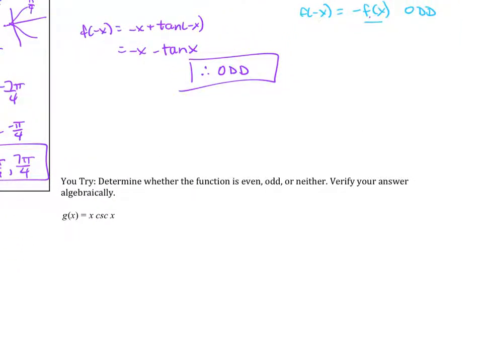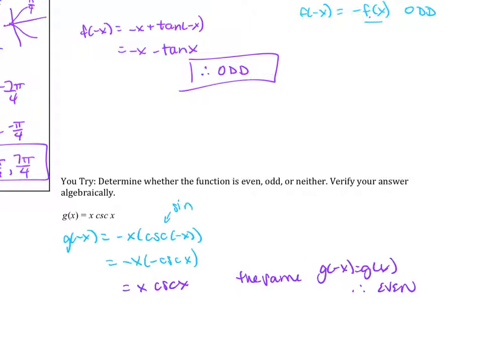So try out this example down here. Determine whether it's even, odd, or neither. Verify it algebraically, please. So if you try this out, you plugged in a negative x, so you have to remember that cosecant is 1 over sine, and remember sine is odd. So therefore, if there's a negative inside, then the negative gets factored out. It's negative cosecant of x. Then that multiplies with the negative that's already there. So therefore, you get x cosecant of x. You get the same function back, g of negative x just equals g of x. So therefore, this function is even.